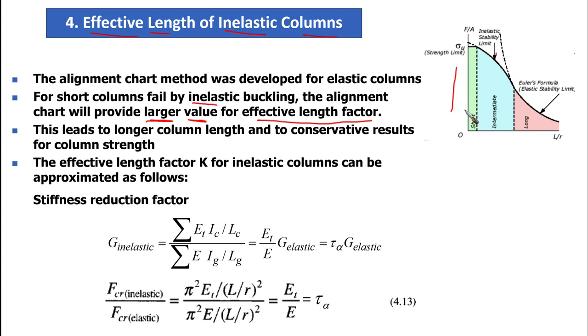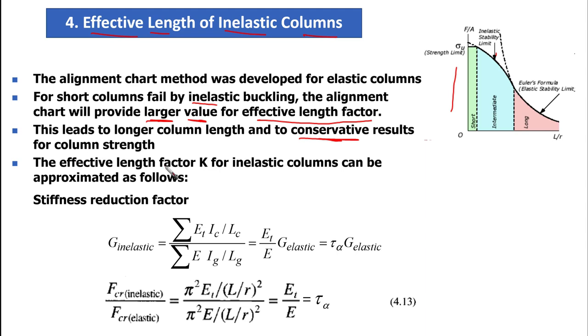So we have some part of the column that is going to serve for resistance. So we are supposed to reduce the effective length, or the effective length factor in this case is going to be larger if we use the elastic alignment charts. So this leads to longer column lengths and to conservative results for column strengths. That's right, we're going to use a very conservative value, it's not economic for us.